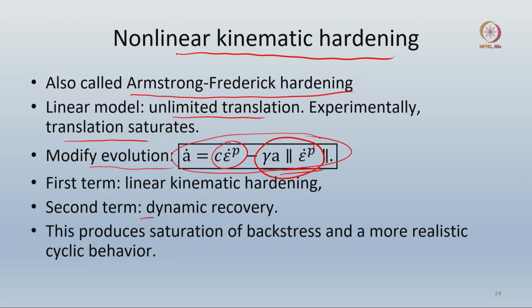So, this is therefore called the dynamic recovery term, the second term on the right hand side of the evolution of A. This produces the saturation of the back stress, as we have argued already, and therefore obviously a more realistic cyclic behavior, right. Cyclic behavior means in plasticity you always can unload, reload and create a hysteresis and things like that, right. So, the cyclic behavior is an important element of plasticity that has to be checked whether it is always there or not consistent with your model, right. Your model should be consistent with the cyclic behavior.